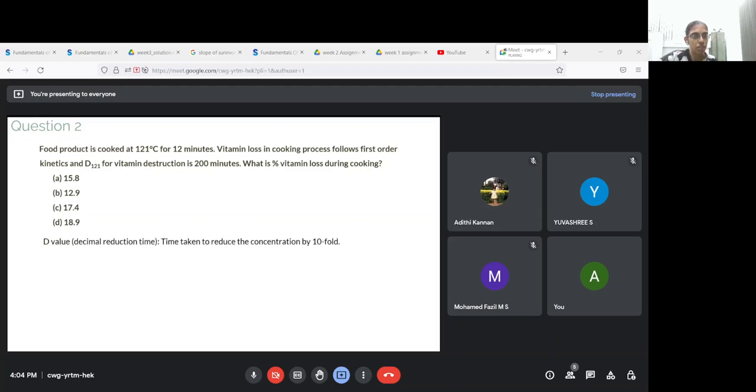D121, or any D as such, is known as the D value or the decimal reduction time. It is the time taken to reduce the concentration by tenfold. So half-life is the time taken to reduce the concentration by half, and the D value is the time taken to reduce the concentration by tenfold. For 121 degrees, the D value is given as 200 minutes. Since it follows first order kinetics, we have the same equation, ln of C by C naught equal to minus KT. So how do you find out D from this equation?